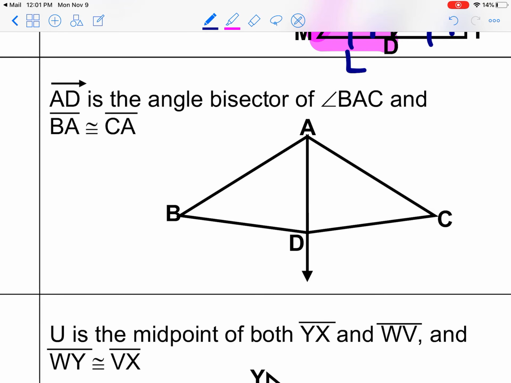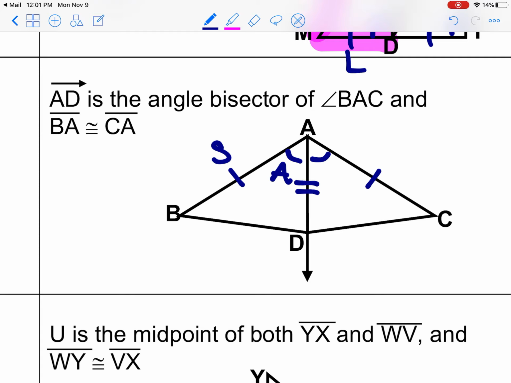Okay, let's look at the next one. AD is an angle bisector, so we're cutting an angle in half. Remember, bisect means cut in half. If we're cutting an angle in half, that means that these 2 pieces are congruent, so let's mark those with an A. And BA is congruent to CA, so let's mark that. Now, it's only an angle bisector of one angle, not both, so we don't get to mark both of those angles there, only one. So we got to think about our third piece of information.